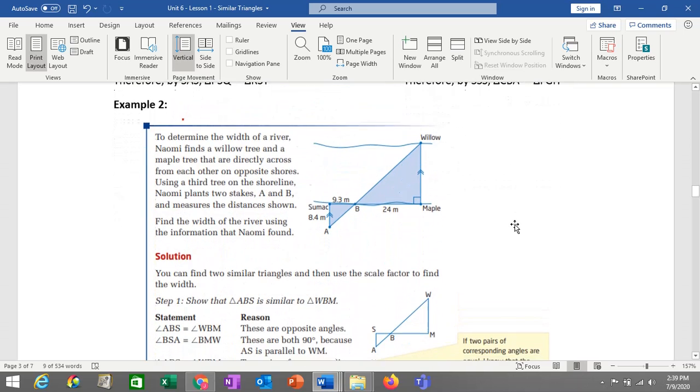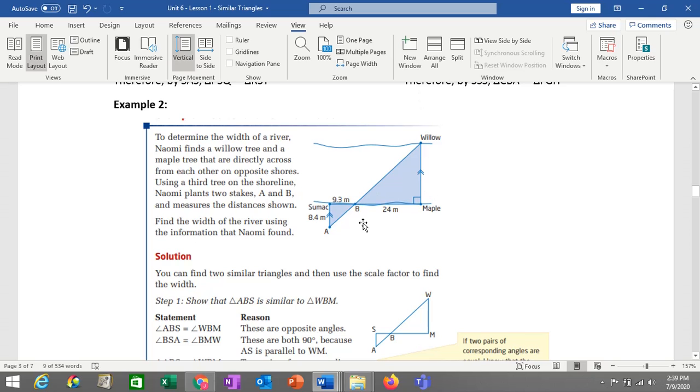Now let's get into some word problems. So in this case here, in example 2, taken from your textbook, what you have are two triangles, and you have one side on this triangle and two sides on this triangle. You have a willow tree, a maple tree, and a sumac bush here that have been represented by W, M, and S. We also have A and B in this question. So we want to try to find the distance between the maple and the willow. That's what the question's asking us to find.